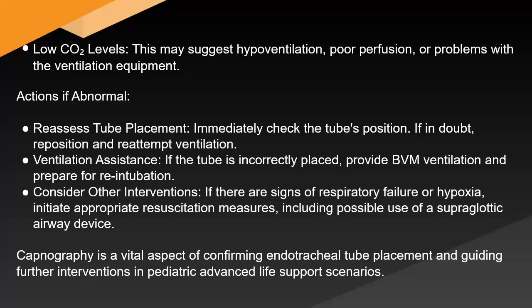Actions if abnormal: reassess tube placement. Immediately check the tube's position. If in doubt, reposition and reattempt ventilation. Ventilation assistance: if the tube is incorrectly placed, provide BVM ventilation and prepare for reintubation.